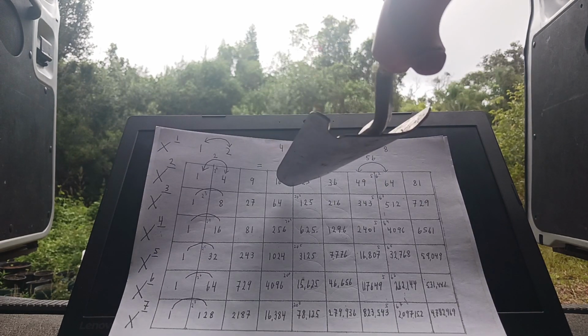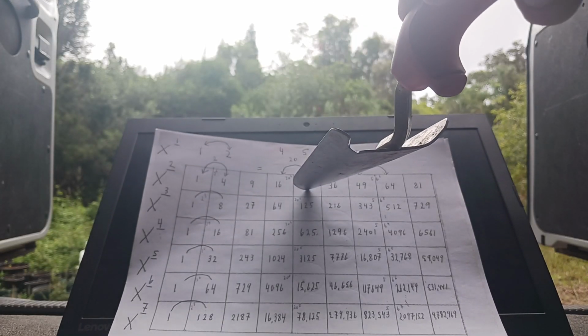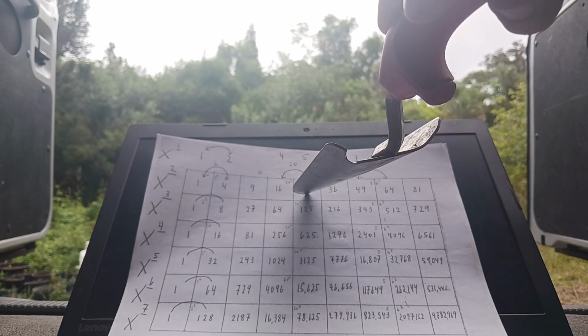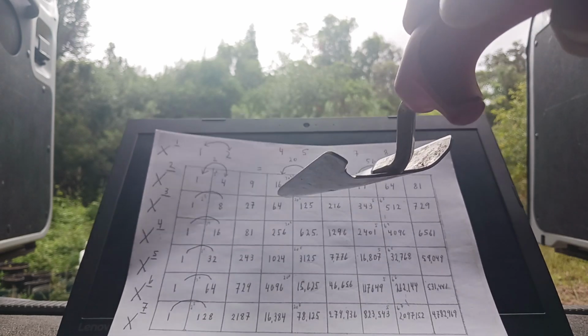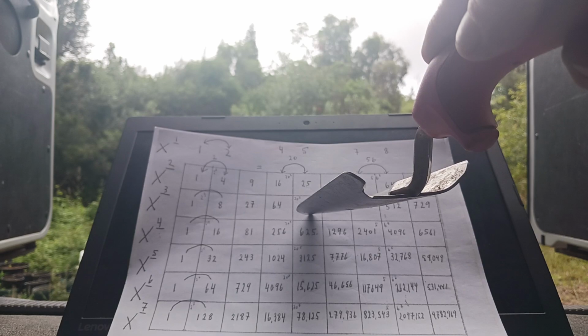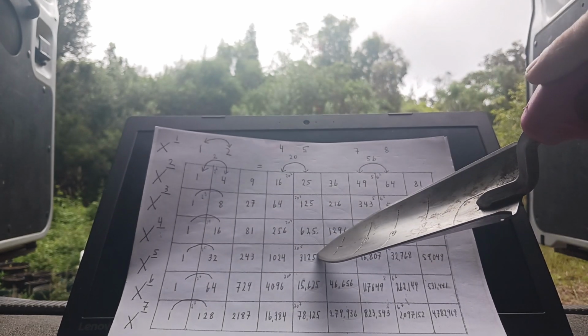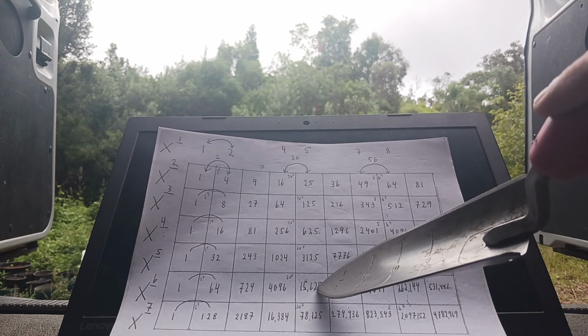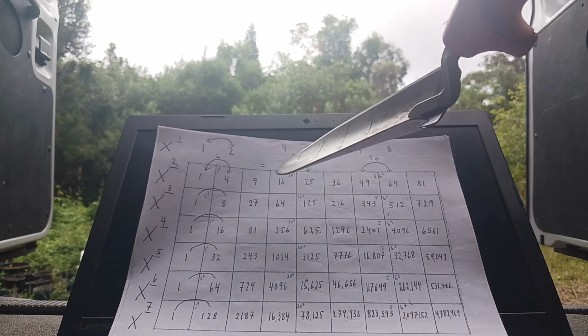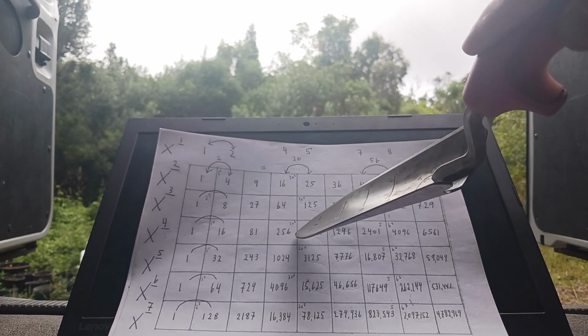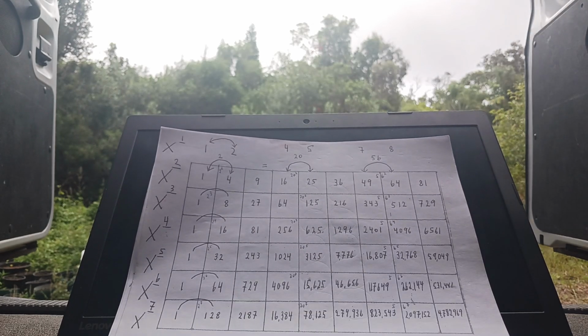4 times 5 is 20. So 16 times 25 is 4 squared times 5 squared is 20 squared. 64 times 125 is 20 to the third, 20 to the fourth, 20 to the fifth, multiply them, 20 to the sixth, 20 to the seventh, it'll go 20 to the eighth, 9th, 10th, 11th, 12th, 13th, etc.